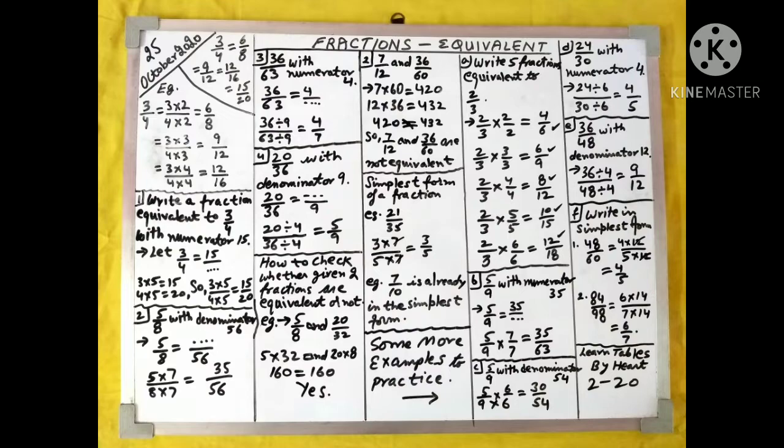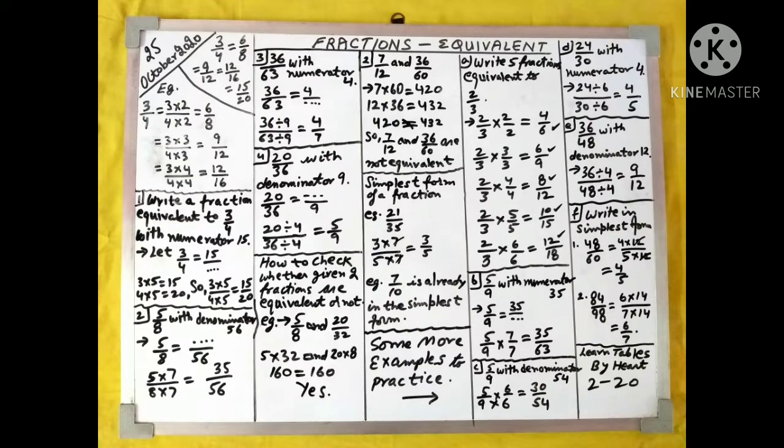See another example, 7 by 12 and 36 by 60. So when we multiply 7 into 60, we get 420. And when we multiply 12 into 36, we get 432. So these are not same. So therefore 7 by 12 and 36 by 60 are not equivalent fractions. Got it?